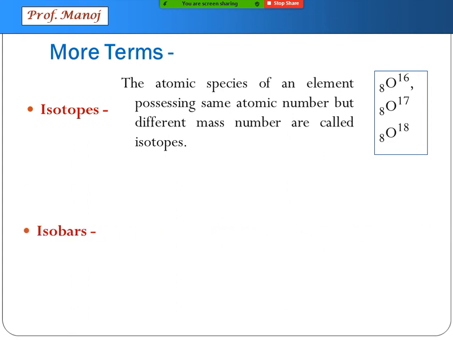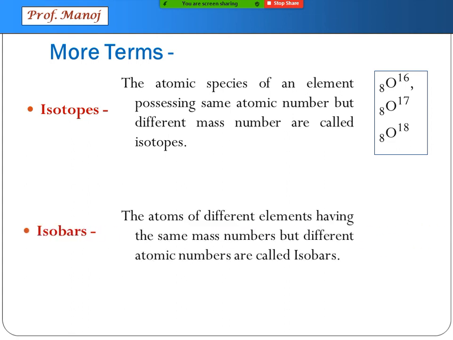Similarly, the second term is isobar, where they are atoms of different elements having the same mass number but obviously different atomic number. So we can see an example here, 18Ar40, 19K40 and 20Ca40. All these three have the same mass number coincidentally but different atomic numbers.